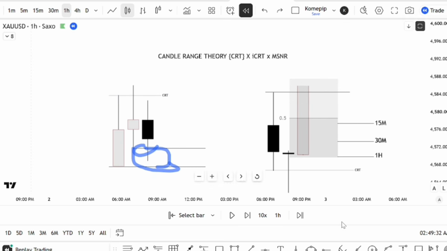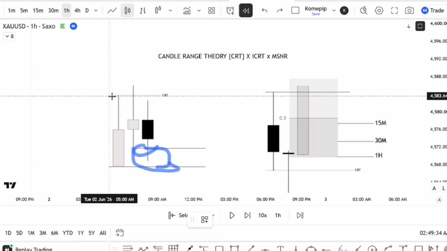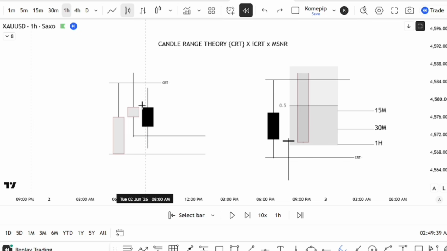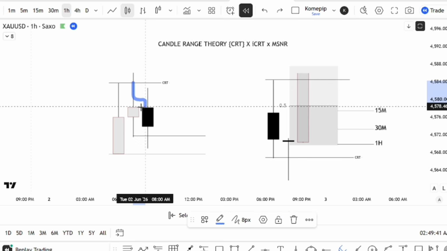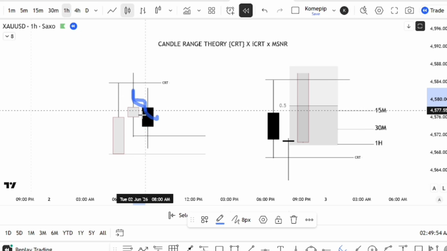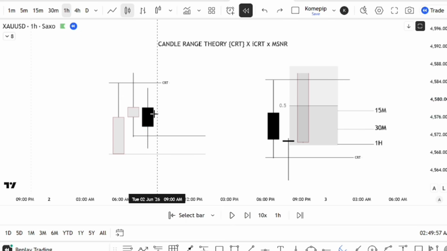So this is the idea of what we're doing. When the CRT forms, a manipulation is happening, and by the time the third candle is forming, it's forming either a retracement or a distribution. Distribution is the same thing as expansion. This is where we'll be able to filter out whether it is distribution or just a retracement.